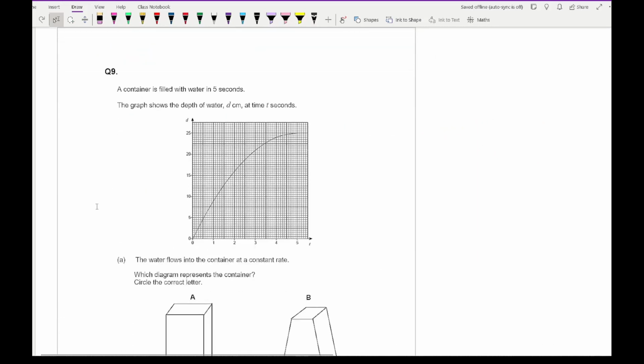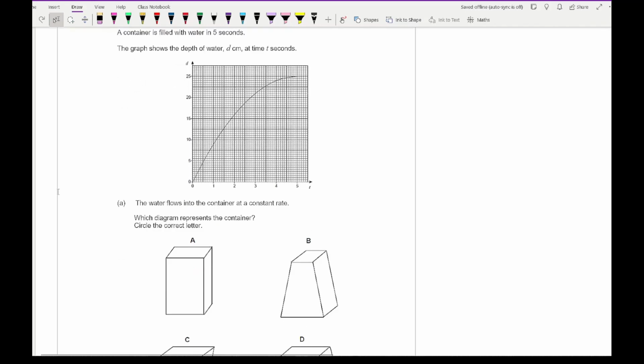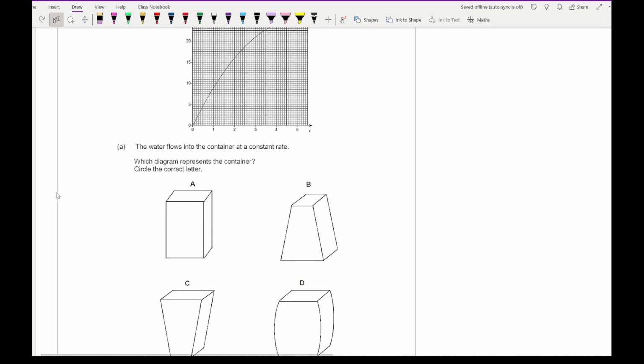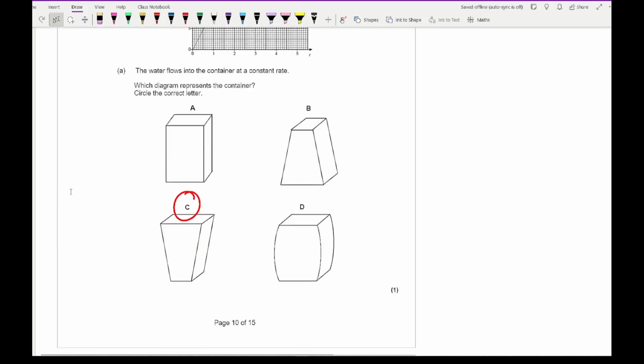Moving on to our last example, it says a container is filled with water in 5 seconds. The graph shows the depth of water d centimeters at time t seconds. And the question is asking, the water flows into a container at a constant rate. Which diagram represents the container? So looking at this, the one that you should have, so it starts up fast and then slows down, so it's going to be option C.